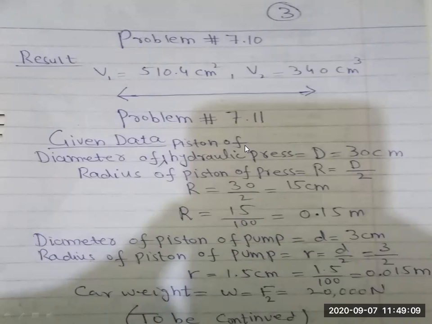Now I'm moving towards problem 7.11. First of all, I read the numerical statement. 7.11: The diameter of the piston of a hydraulic press is 30 centimeter. How much force is required to lift a car weighing 20,000 Newton on its piston if the diameter of the piston of the pump is 3 centimeter?